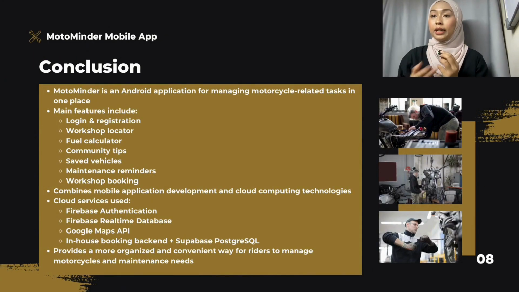In conclusion, MotoMinder is an Android application designed to help users manage motorcycle-related tasks in one place. The app includes features such as login, registration, workshop locator, fuel calculator, community tips, and safety vehicle reminders, and also booking services. This project combines both mobile application development and cloud computing technologies, including Firebase Authentication, Firebase Realtime Database, Google Maps API, and our in-house booking backend connected to Supabase PostgreSQL. Overall, MotoMinder provides a more organized and convenient way for riders to manage their motorcycle and daily maintenance needs.